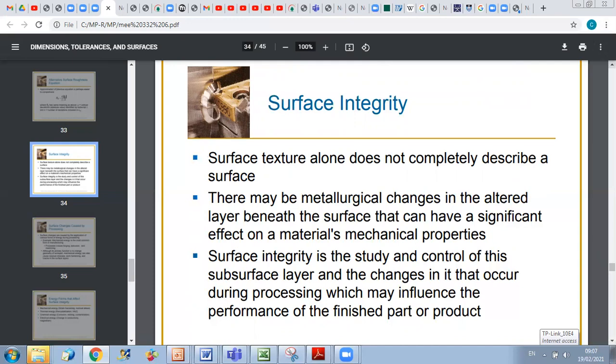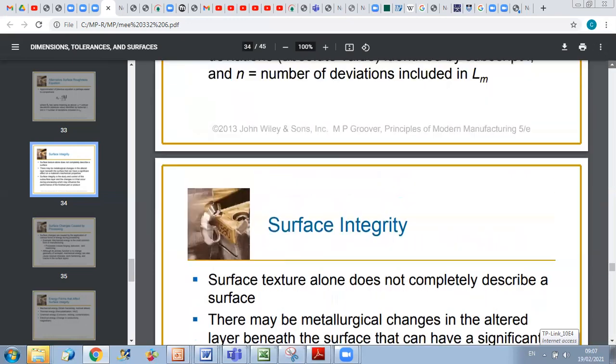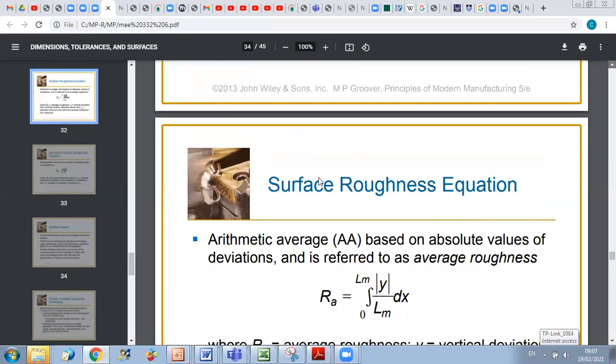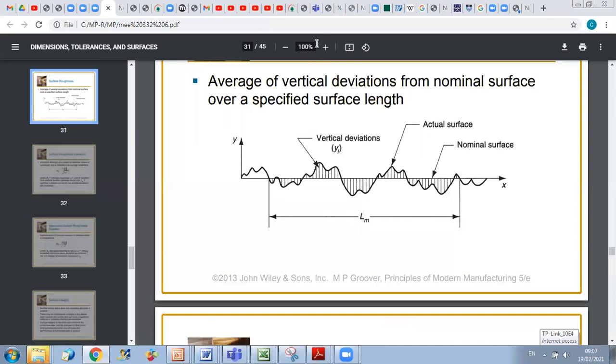So when we talk about surface texture, we are just concerned with the geometry of the surface. So we look at the outer layer of the surface, okay, just here. But when we talk about surface integrity, we go beyond this limiting zone, and we go deep into the material, and we see what are the properties in this layer, which is beneath the surface. Okay.